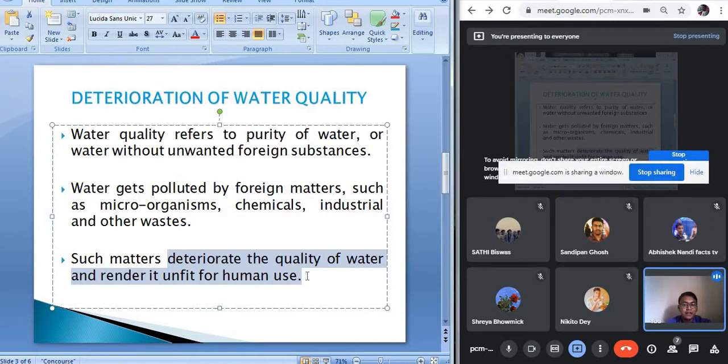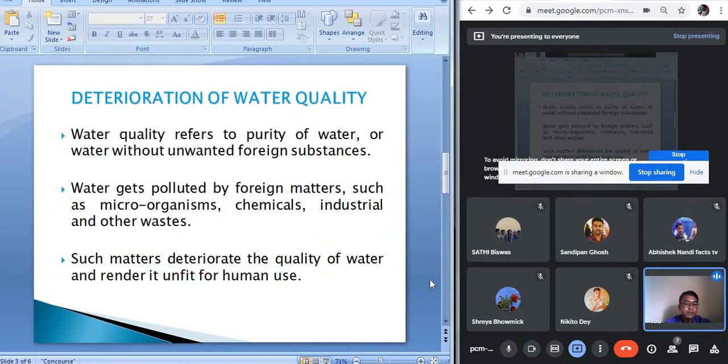Such foreign substances, such chemical and industrial matters, pollute the water and deteriorate its quality. That means the quality of the water gets deteriorated and it becomes unsuitable for human use, unsuitable for human consumption. We human beings cannot consume that water. If we consume it, we will fall ill. We may suffer from various kinds of health issues.